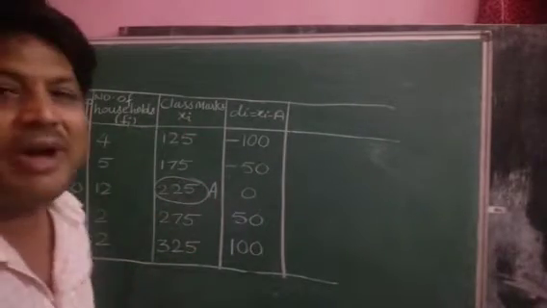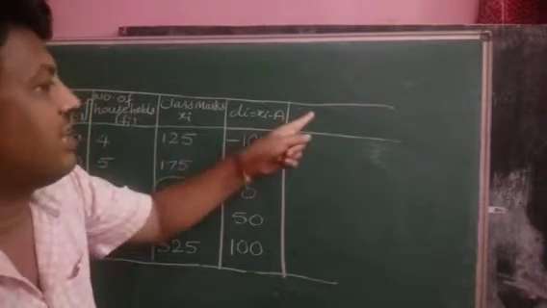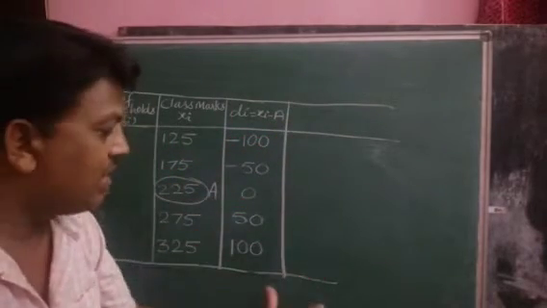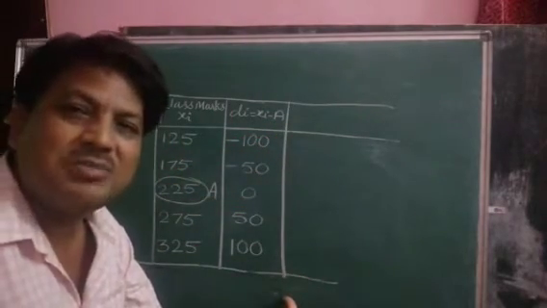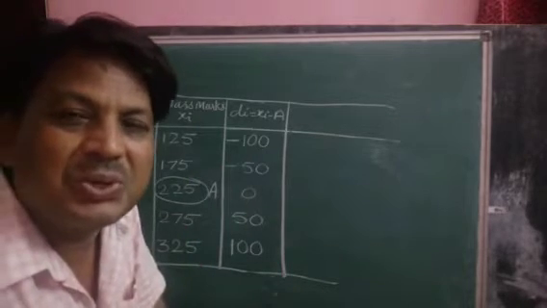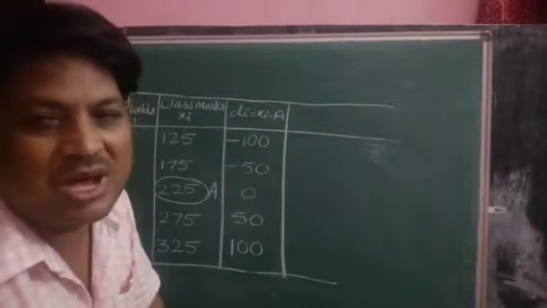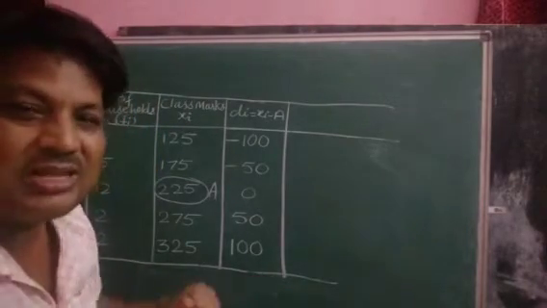Once we find Di, children, we can go for Fi into Di. We will find sigma Fi Di. Then use the formula: mean is equal to A plus sigma Fi Di upon sigma Fi. We put in the values and we will get the answer.